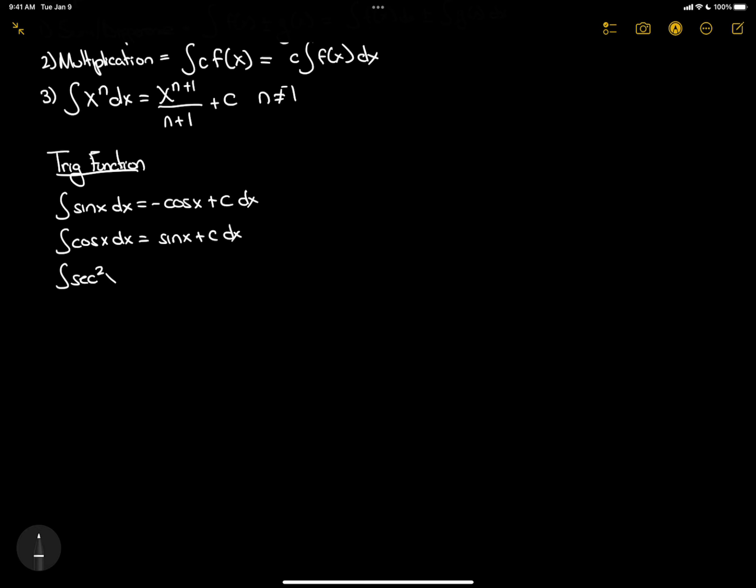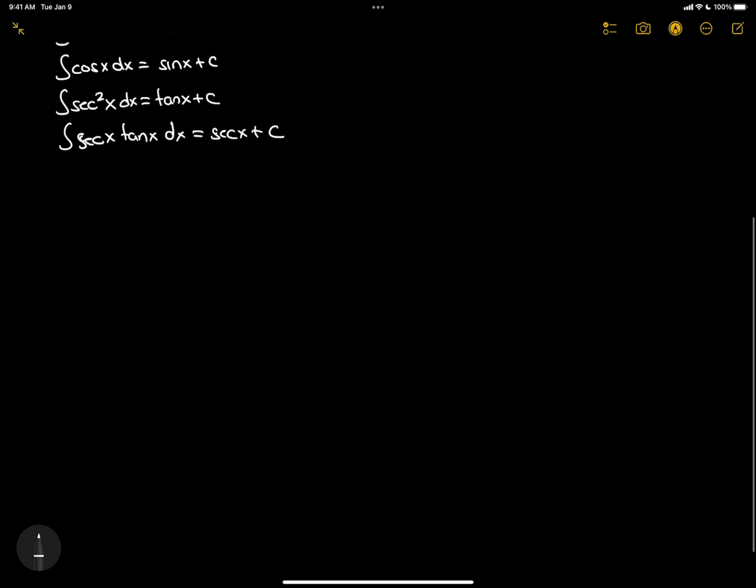The integral of secant squared of x dx. I want you guys to go ahead and leave a comment at the bottom here to let me know if you're able to get some of these. Tan of x plus c. All right, don't forget your constants. And then finally, we have the integral of secant of x tan of x dx ends up being secant of x plus c. And that's going to be important for what we work on today.